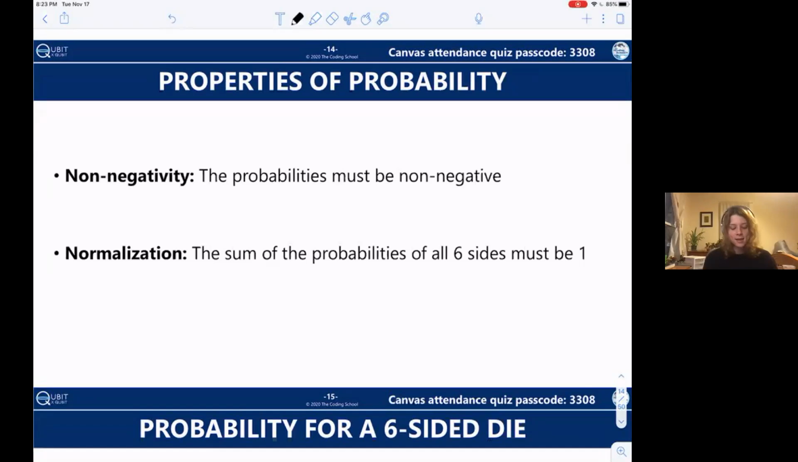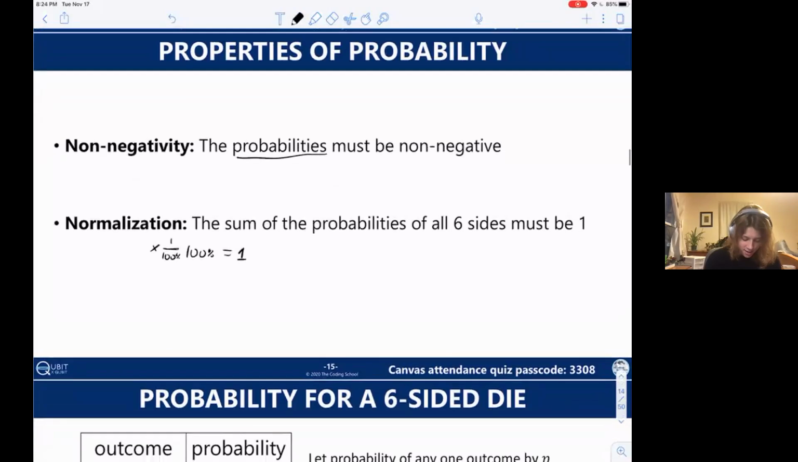Sorry for going all over the place with this. But our probabilities, not our probability amplitudes, must be non-negative, and all the probabilities must sum to 1. This is the same constraint, because we want to get to 100%, and 100% is equal to 1. The conversion factor is you just multiply by a percent sign and divide by 100 to get between the two.